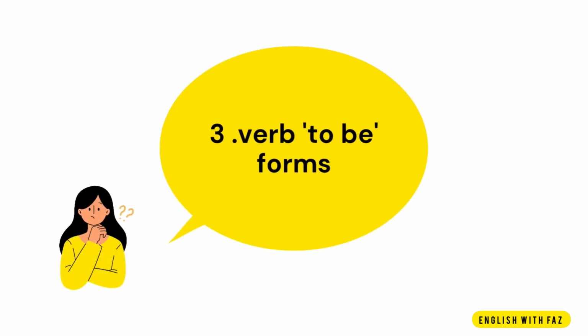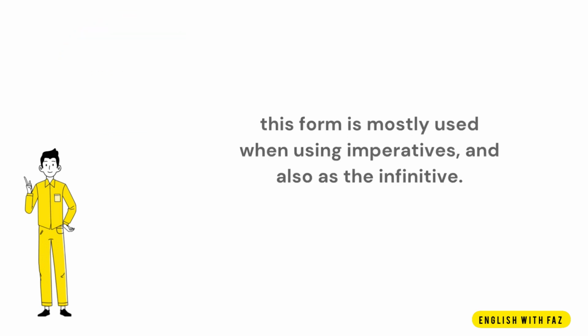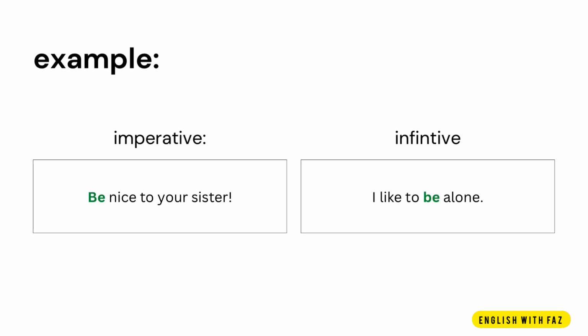Now, let's move to the forms of the verb to be. So let's start with the base form, be. This is the most basic form of the verb, and it's how we can find it in a dictionary. It's mostly used when using imperatives and also as the infinitive. Now let's see some examples. In the imperative, we can say, be nice to your sister. In the infinitive, we can say, I like to be alone.